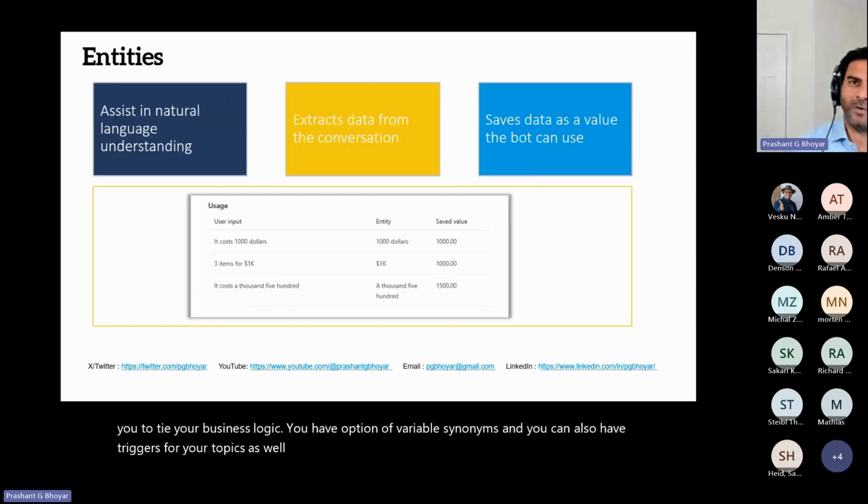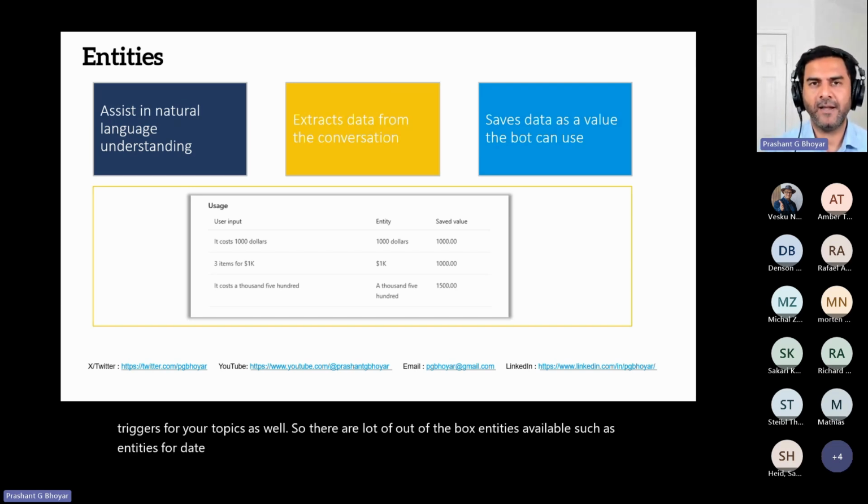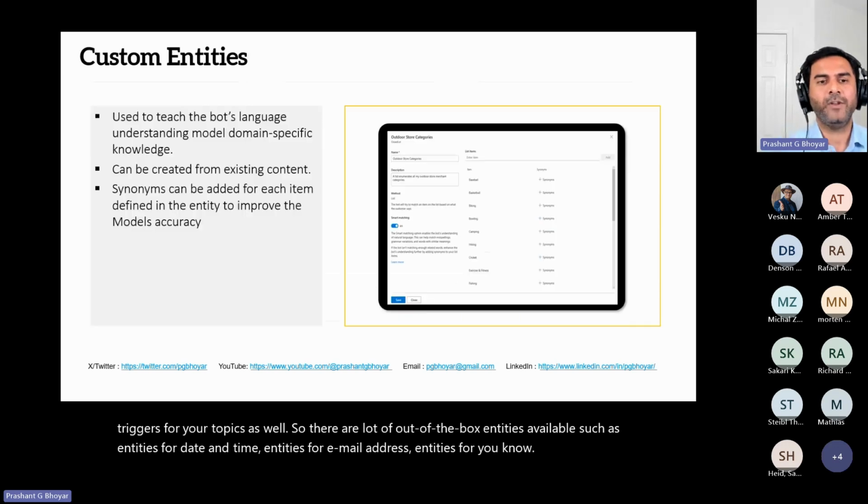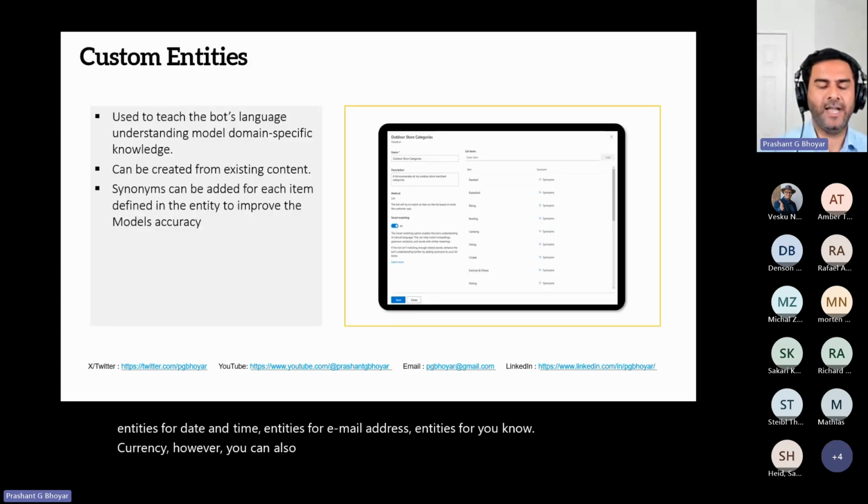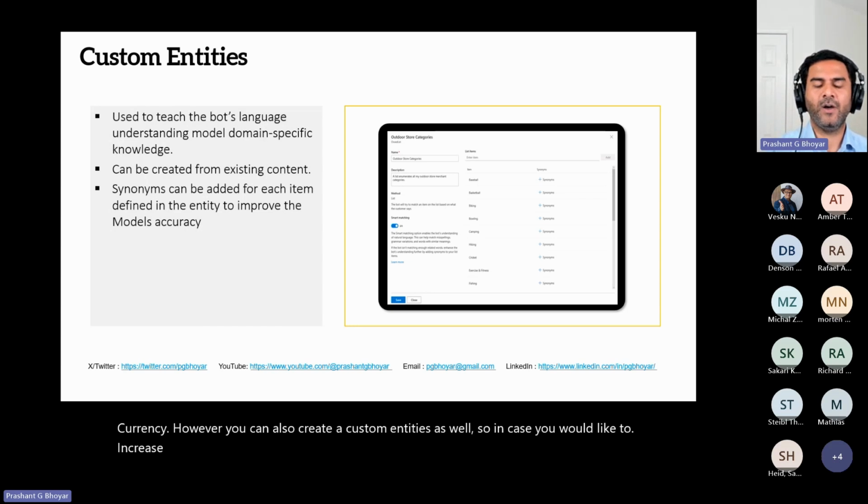There are a lot of out-of-the-box entities available, such as entities for date and time, entities for email address, entities for currency. However, you can also create custom entities as well. So in case you would like to increase the understanding of any domain-specific knowledge for your custom Copilot, you can build custom entities as well.